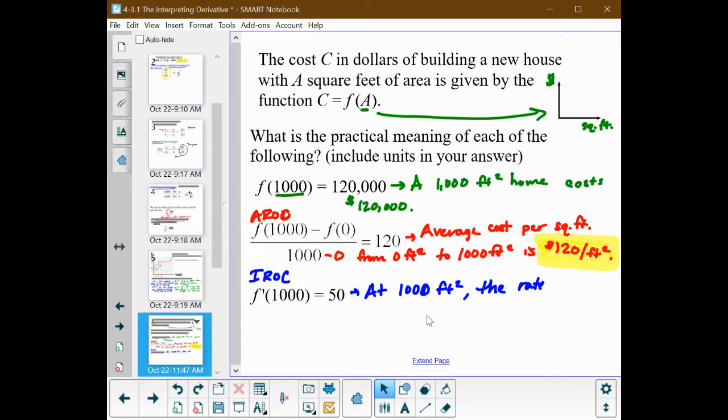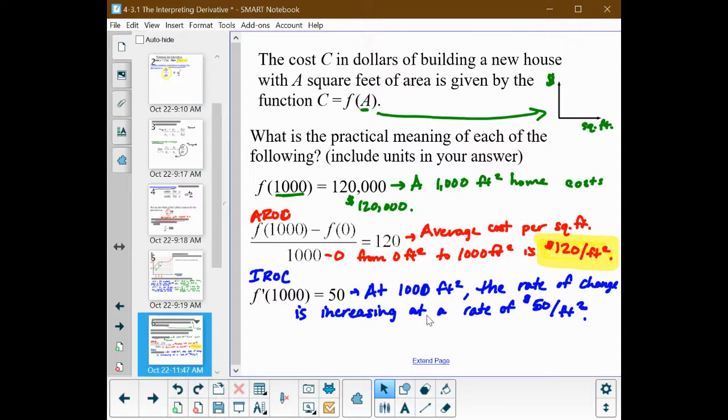the rate of change for this function is increasing at a rate of 50. And again, our units need to be representative of a rate. So $50 per square foot.